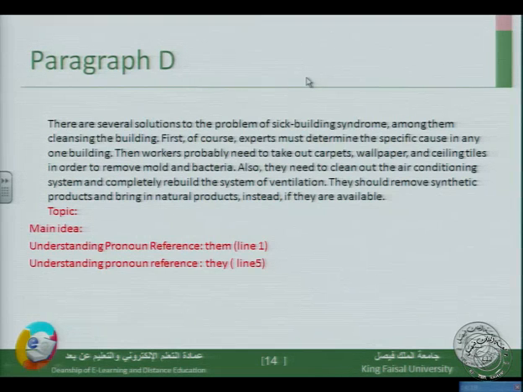The topic here is the solutions, so several solutions to the sick building syndrome problem. This is the topic. The main idea is that there are several solutions to the problem of sick building syndrome. So the topic and the main idea are almost the same. Here, understanding pronoun reference: them, line 1. Among them, so here them refers to, this is the only plural noun, solutions, all of the others are singular.